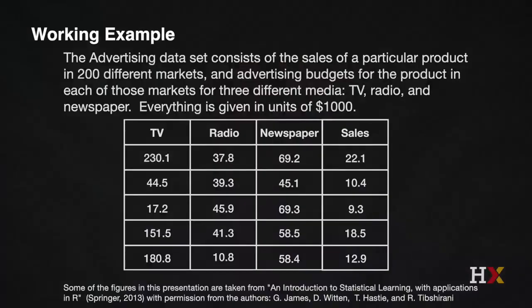Throughout this course, we like to use concrete data, and the first one we're going to use is the advertising data, which consists of sales of a particular product in 200 different markets, and an advertising budget for the product in each of these markets for 3 different media: TV, radio, and newspaper. Everything here is given in units of $1,000. Besides the sales, which are in 1,000 units, you can see on the table 4 columns: TV, radio, newspaper, and sales.